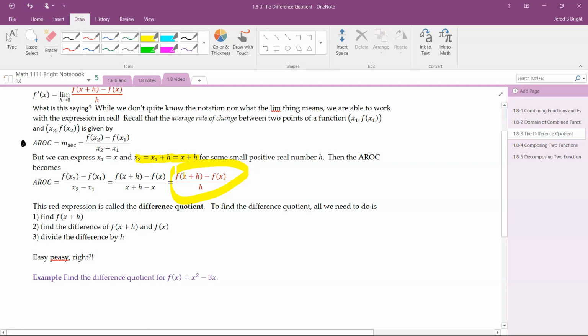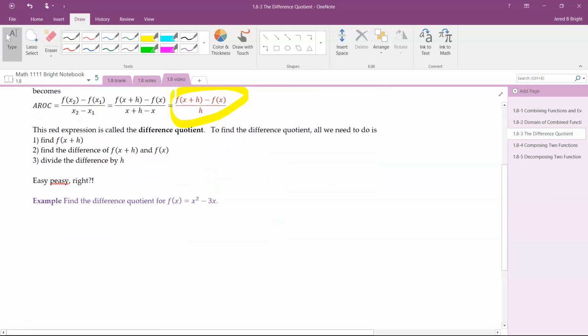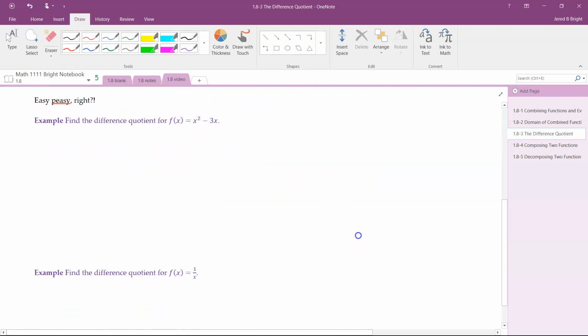Okay, now, history aside and fun stuff aside, difference quotient. All we have to do to figure out what this red thing is, is do 3 steps: find f of x plus h, find the difference, and then divide the difference by h. Okay, here we go. I'm going to do one, you're going to do one. Difference quotient for this. I'm going to do each step in a different color.